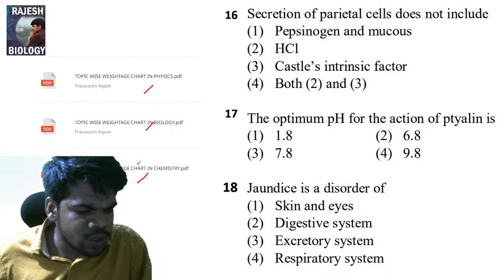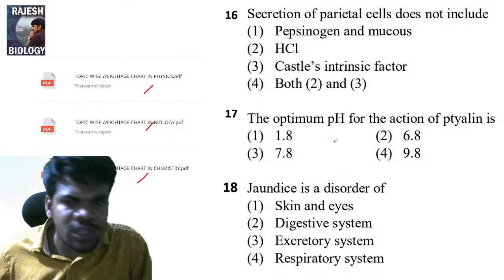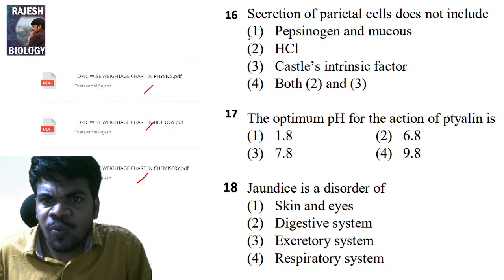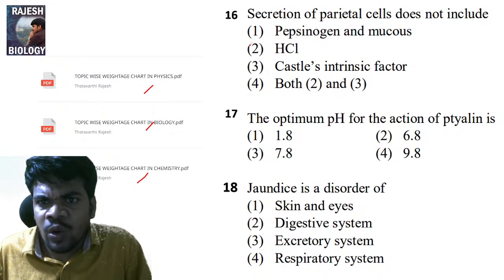Come to the 16th question. Yes, the right answer is actually the 1. Secretion of parietal cells does not include pepsinogen and mucus.